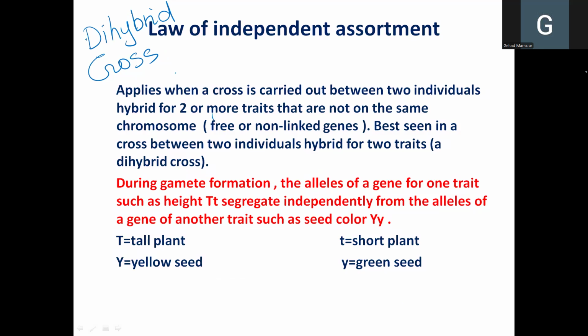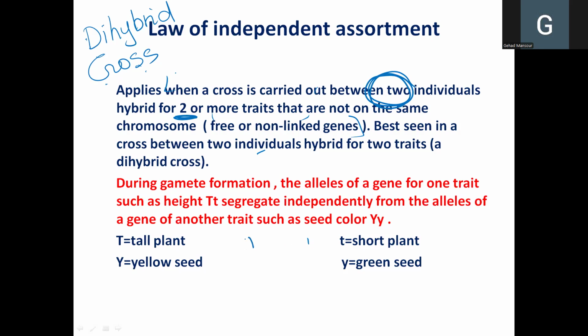So in this case, Mendel this time did a cross, but a dihybrid cross means that he worked on two individuals that were apparently dominant for two traits. This time it's a dihybrid cross. So I'm no more studying one individual, but two individuals. So the dihybrid cross applies when you are testing two individuals, and those two individuals are hybrid for at least two traits. And these traits are not on the same chromosome.